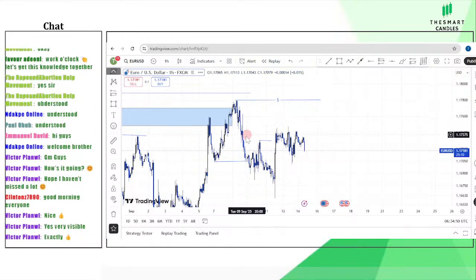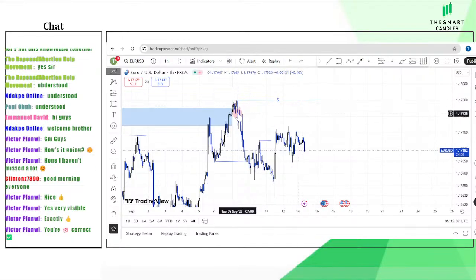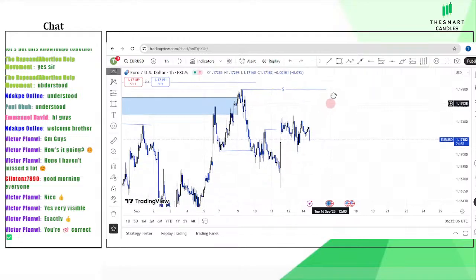And you can see we don't have any reason for us to look out for a sell, except if your own strategy permits you to take a sell from this type of supply. There is nothing to actually trade from it. There's no fair value gap. There's no reason for you to take a sell.